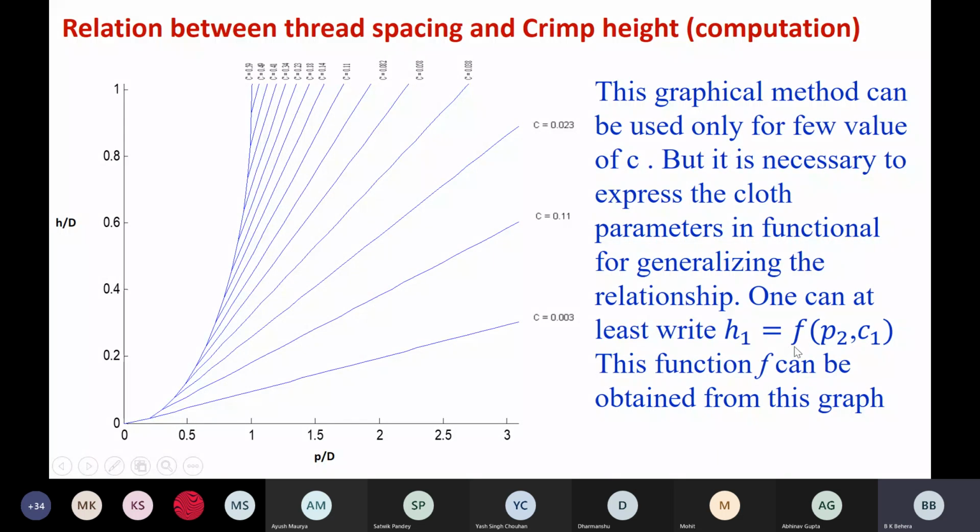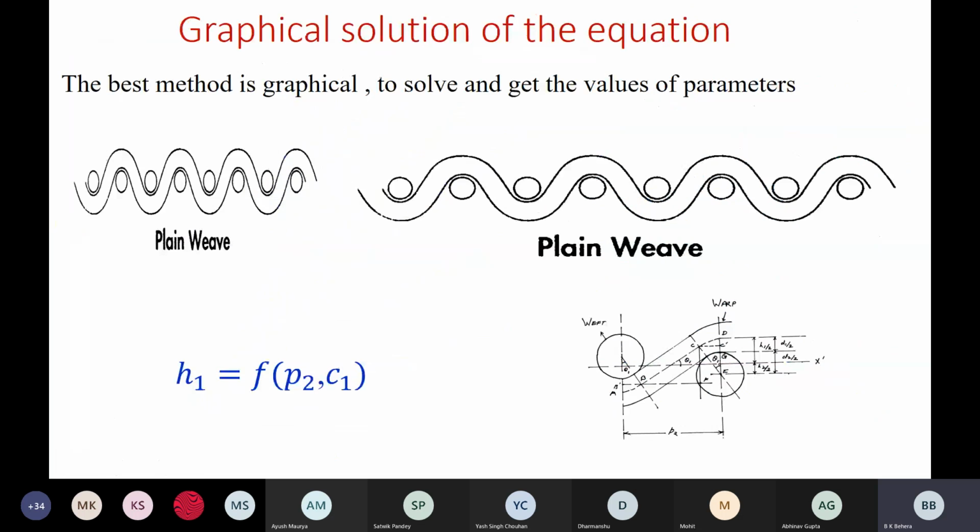H1 is equal to a function F of P2 and C1. I will show you in the next slide how H1 is equal to a function of P and C. This function F can be obtained from this graph, but you can realize this only by looking at it.